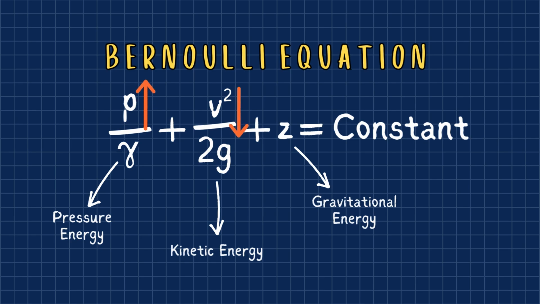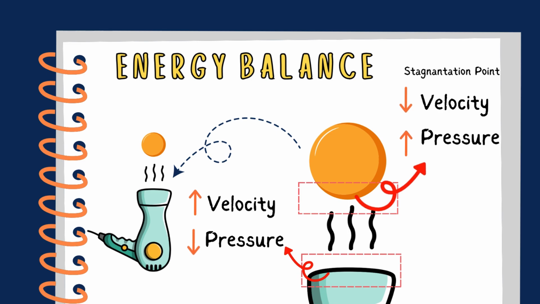This results in an inverse relationship among these terms. For instance, if fluid velocity and therefore kinetic energy increases, pressure may decrease to conserve the total energy along the streamline. Well, what is the relationship between the Bernoulli equation and the phenomenon?